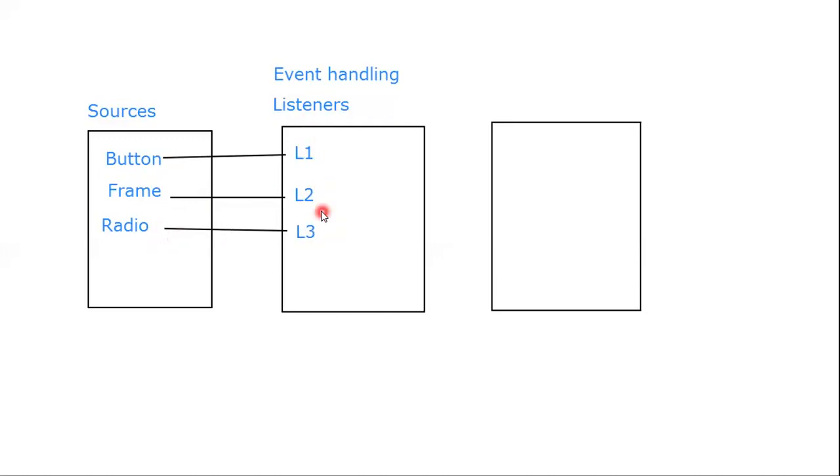Now, once these events are accepted by a listener, then what happens? The next part is called the event code. Okay, so the event code is present here. The listener will call the appropriate methods, the methods which contain the event code, to handle the event. Okay, so this point you have to remember.